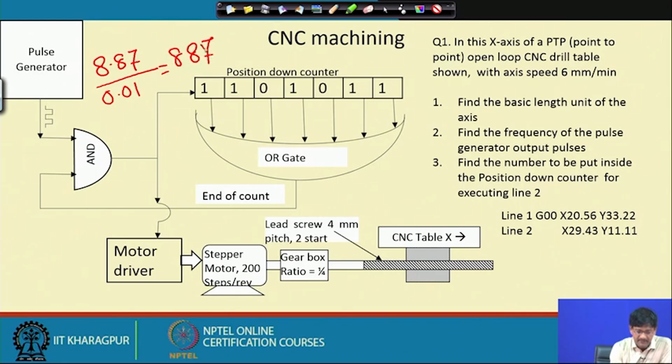887 pulses will be required in order to get the stepper motor to move the table through 8.87 millimeters. So if we put 887 in binary inside this position down counter, our job will be done, because while 887 pulses are coming here, 887 pulses will be coming there, going there, and it will be down counting the contents to 0, and our OR gate will put out a 0 here, for the pulses will be stopped. So the number to be put inside is 887.